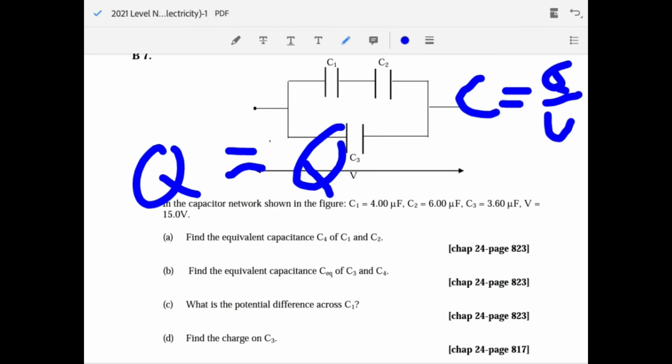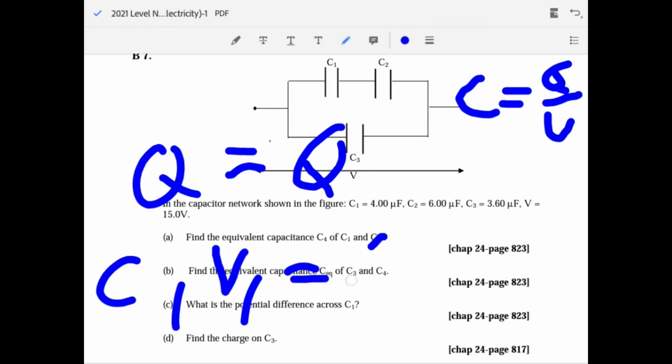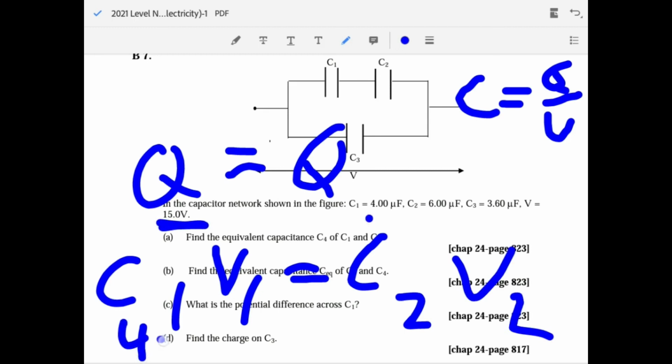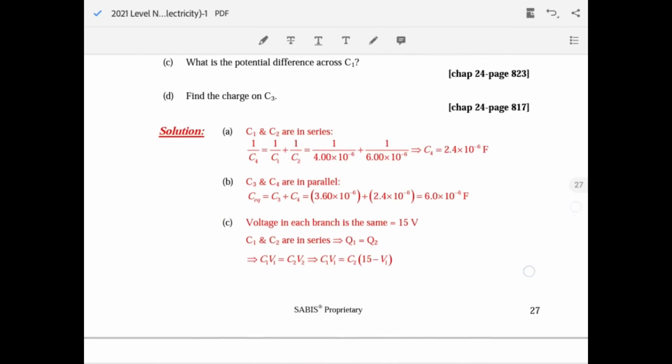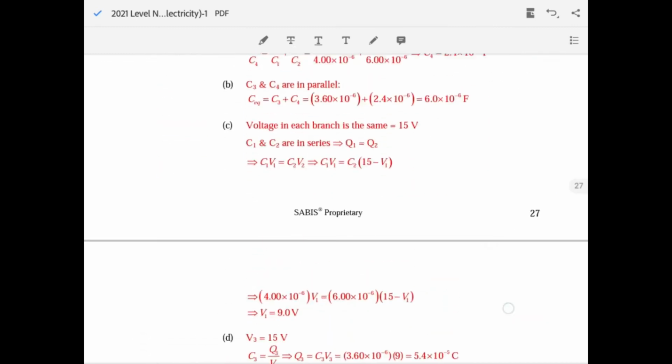So CV equals Q, so C1 V1 equals C2 V2. And you know that the equivalent is 15. So you know the C is 4 times 10 to the power minus 6, you don't need to include that. And then here you can just have it X. And then C2 is 6. And then V2, what you can do is 15 minus X. Now you just have one variable, you just solve it, and you'll get the answer. So solve it, you get 9.